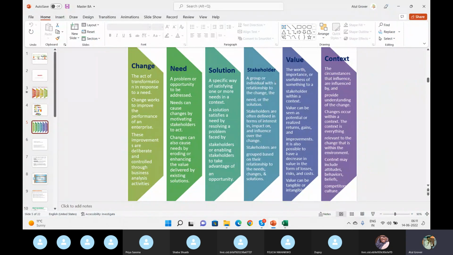Whether you are working as a developer, an architect, or a business analyst, these 6 points you should always be aware of. And what do these 6 points say? Number one is the change. What is the meaning of the change? The English written here is standard English which I picked up from the book. It is not written by me. I just copy-pasted the words from the book and am presenting them here because they have a specific meaning. The act of transformation in response to a need.